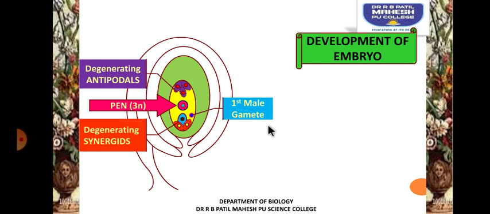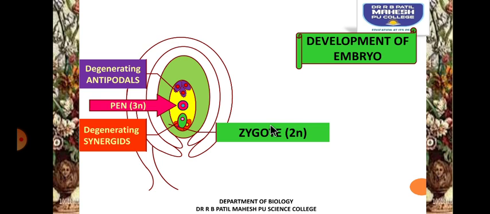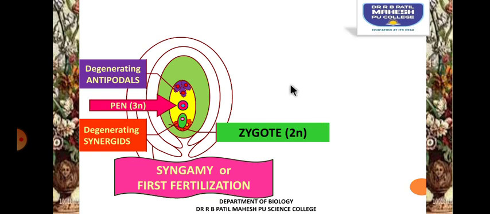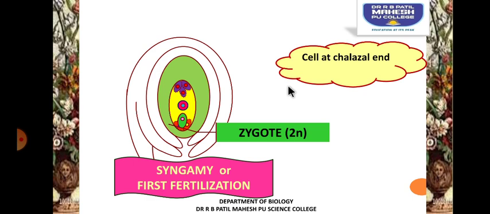This is the first male gamete which will fuse with the egg, making syngamy possible. There will be formation of the zygote. Whereas the second male gamete will fuse with the secondary nucleus and results in the formation of the primary endosperm nucleus. Now this zygote, which has become diploid, will develop into the embryo. That process of formation of the embryo is called embryogamy or embryogenesis.